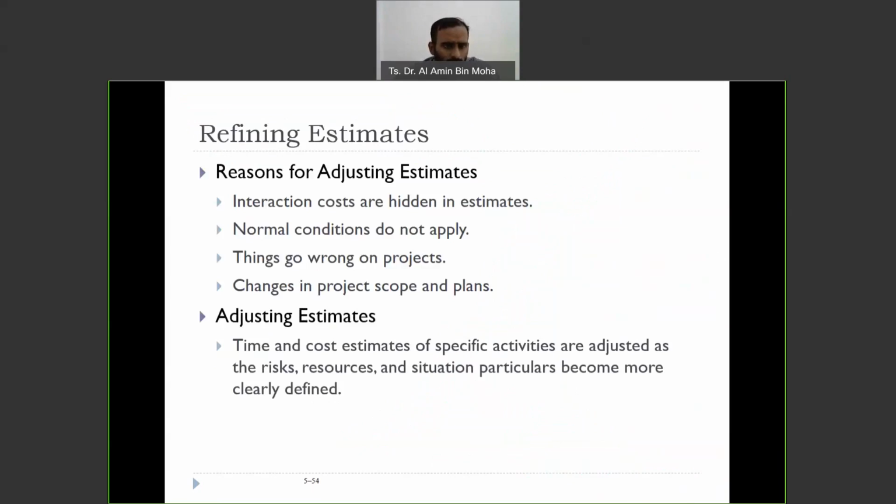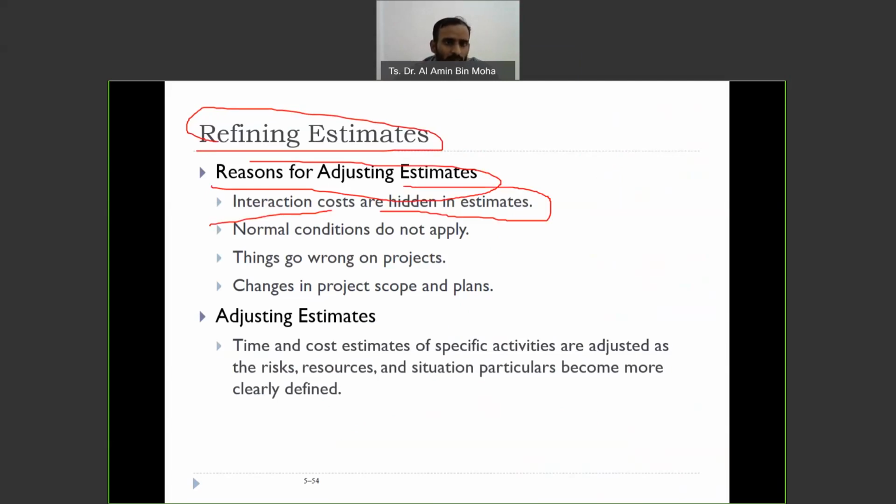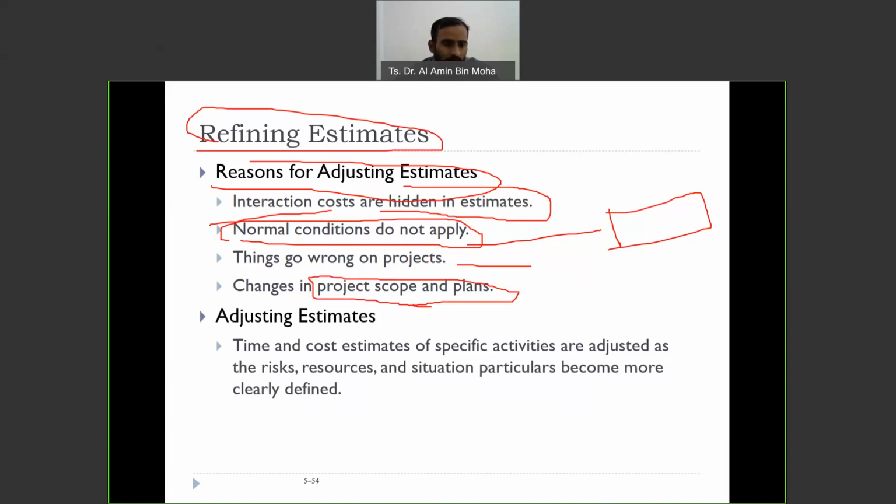Sometimes after you estimate, you need to refine. You can't easily do this, but sometimes we do. Why? Here are the reasons. Interaction costs are hidden. Sometimes when we did the estimates, some interaction costs were hidden. Normal conditions do not apply. There's a specific and special condition, so you need to define it. Maybe there's a natural disaster or political instability, whatever it is. Things go wrong on the project, and there are changes in project scope. Suddenly they ask you to build 10 houses, suddenly they say 100, of course you need to revise.